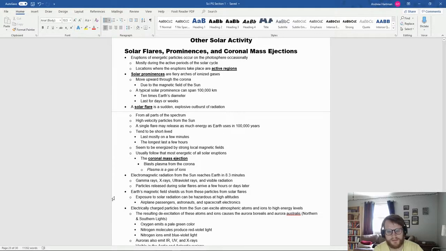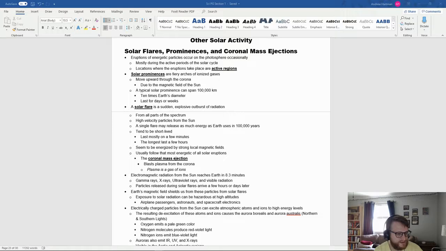Terrifying. They're very short-lived. They last for only a few minutes, and the longest only lasts a few hours. Much like solar prominences, they tend to be energized by strong local magnetic fields. Usually solar flares occur right after the most energetic of all solar eruptions, which is a coronal mass ejection, which takes plasma from the corona and blasts it out into space. If you don't remember, plasma is the gas of ions that we've talked about in the previous section.